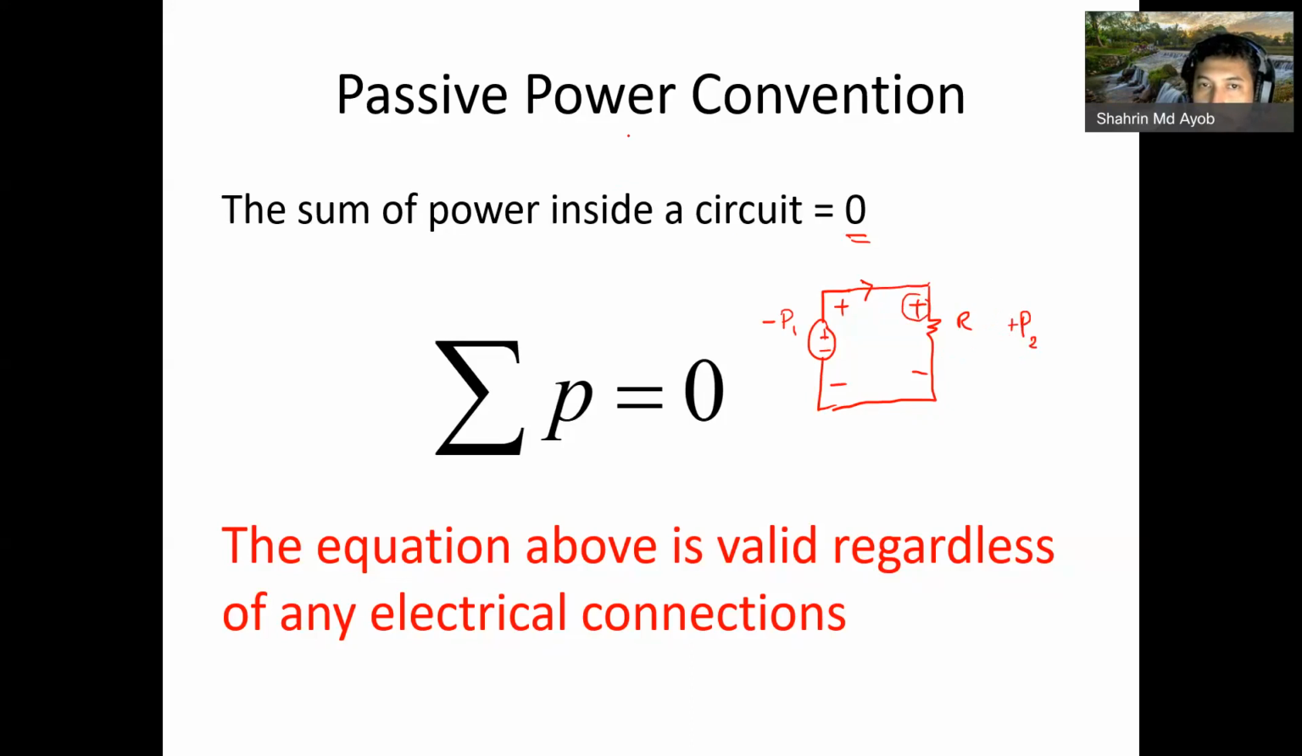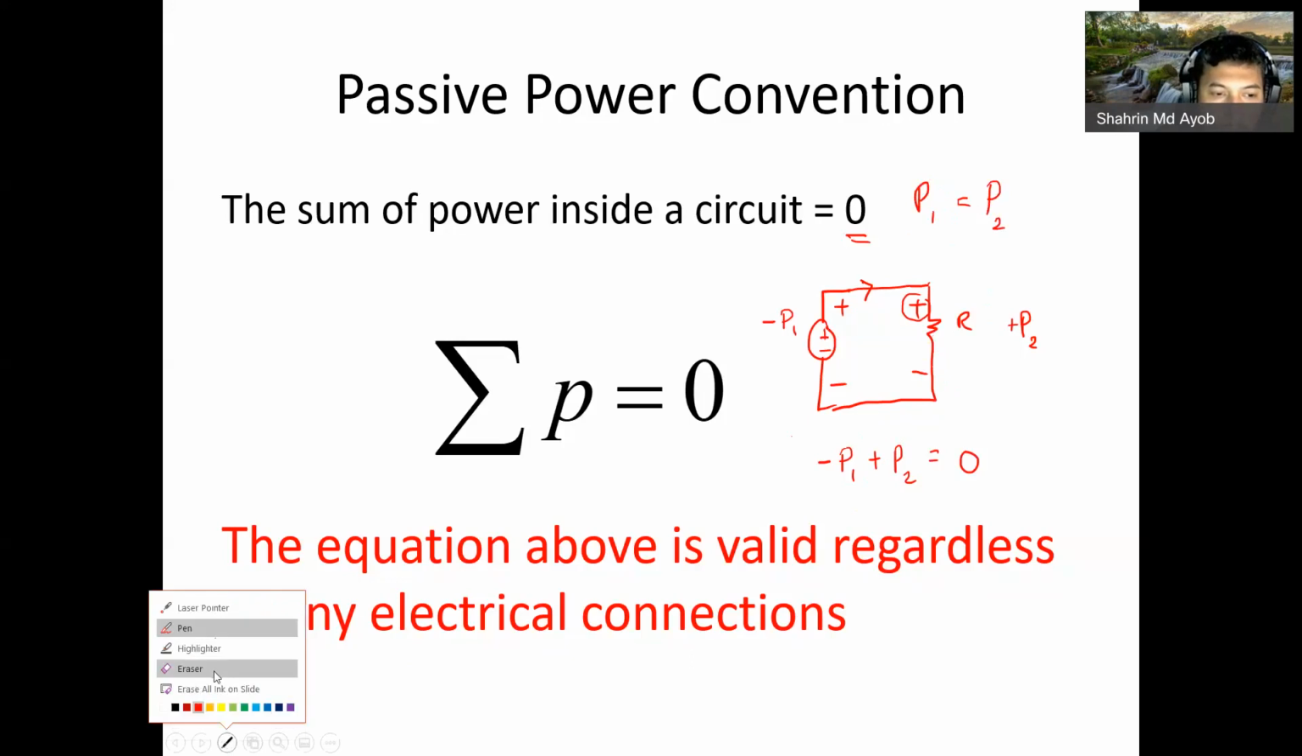So based on this passive power convention, the summation of all powers of the elements inside a circuit must equal 0, that is negative P1 plus P2 must equal 0. Or we can deduce that all the power generated by the source is absorbed by this resistor.